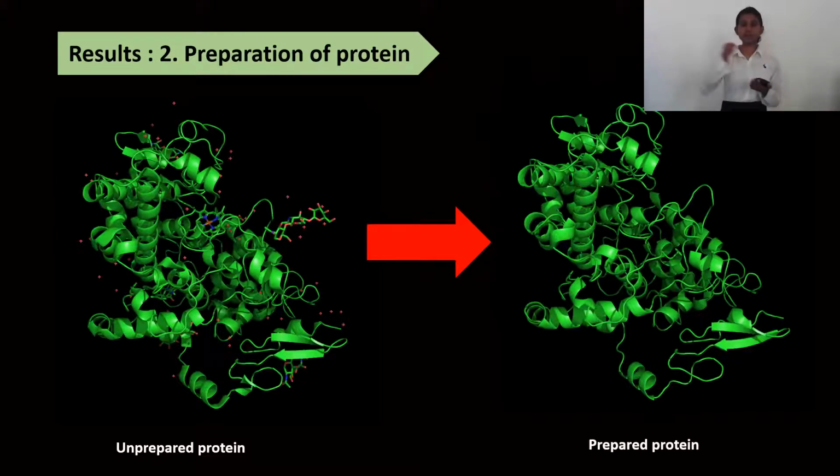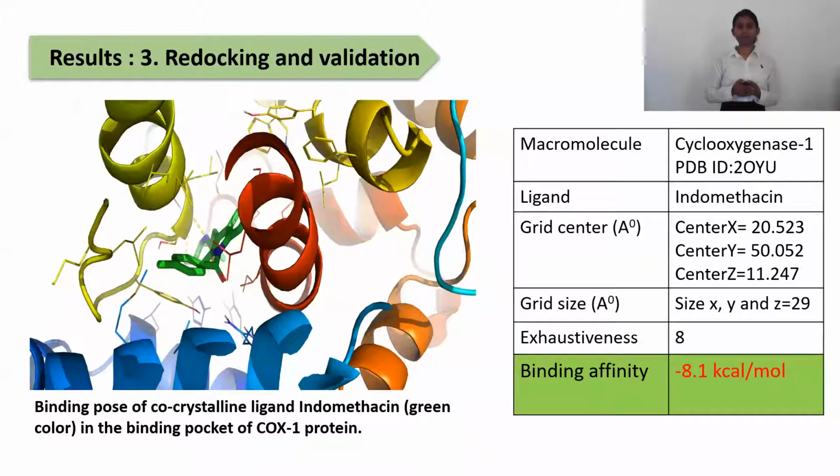Then hydrogen bonds were added to the system in order to stabilize the complex, all missing atoms and residues were repaired, and charges were added to give optimum conditions. And this is the prepared protein obtained after all these changes. Let's move to the redocking and validation.